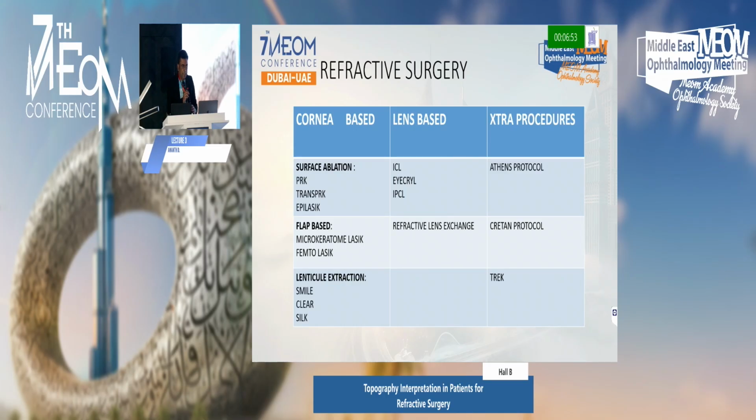So there is a new entity which has been added to refractive surgery. Refractive surgery means we would always think of the corneal-based or the lens-based procedures. Now, in the last 2 years, we have added these extra procedures also.